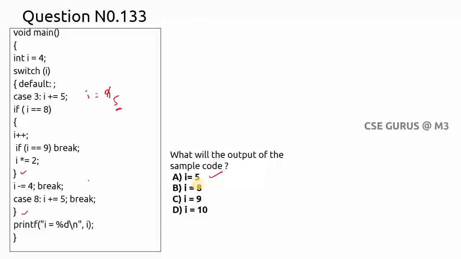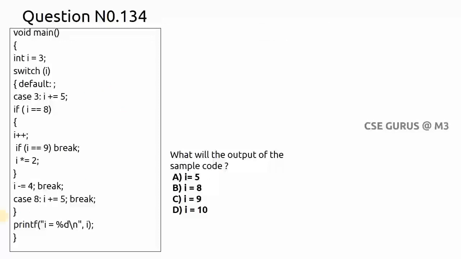So this is what happens when you write default at the start. Anyway, if you write break here, these next lines will not be executed. Remember that point. I have not written break inside the default. That's why we are executing the remaining statements. Here, break is executed. That's why case 8 is not executed. If there is no break here also, case 8 also will be executed. So option A is correct.